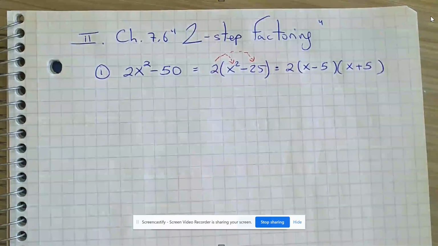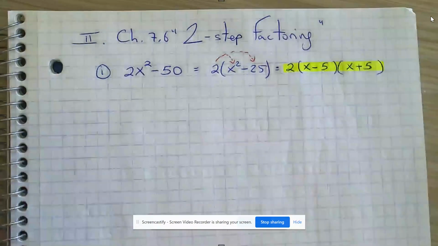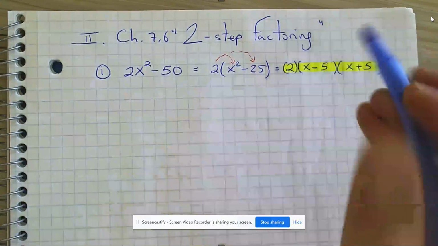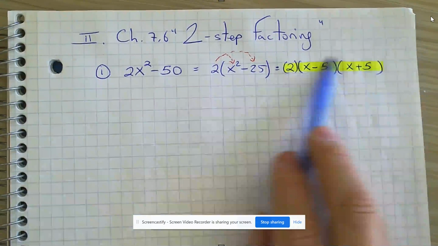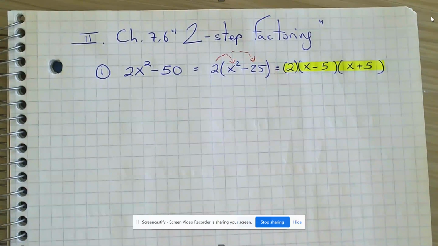I do believe we did that one in the warm-up. That was the second question on the warm-up, except it was backwards. So that is your answer. That's what I mean by multi-step factoring. Basically, we had to take out a number first, and then we factor it. So it ends up having 3 factors: 2, x minus 5, and x plus 5. And if you were to multiply all of this together, you would end up back at 2x squared minus 50.